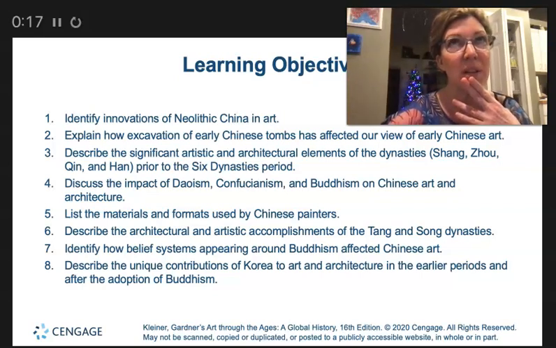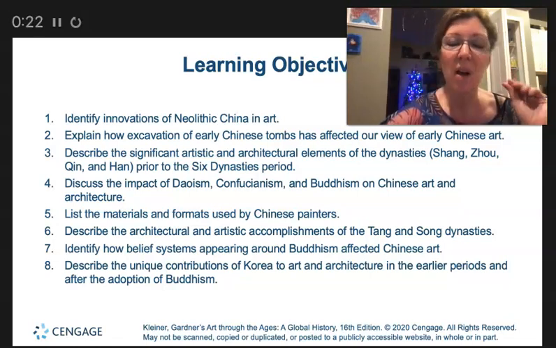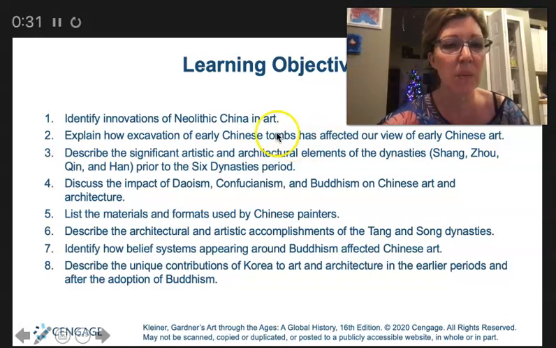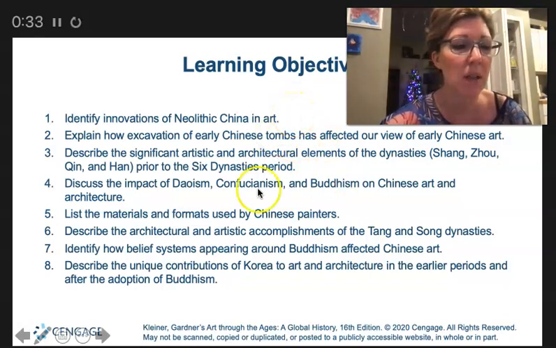What unit are we in now? 6. After this, only 2 more. So Gothic is going to be super different than the art of China and Japan. So notice that we're going back in time quite a bit now that we're starting in China.